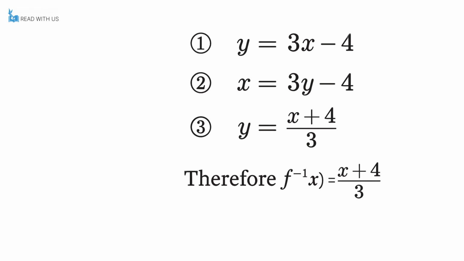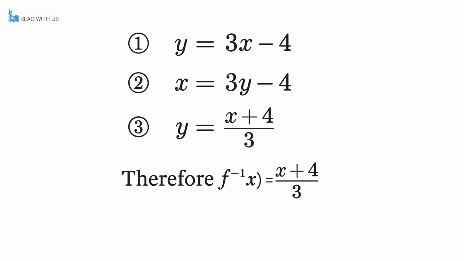For example, f(x) equals 3x minus 4. Step 1, we write y equals 3x minus 4. Step 2, swap x and y, giving x equals 3y minus 4. Step 3, rearrange for y: add 4 to both sides, and divide by 3, giving y equals (x plus 4) over 3. Therefore, f inverse of x equals (x plus 4) over 3.